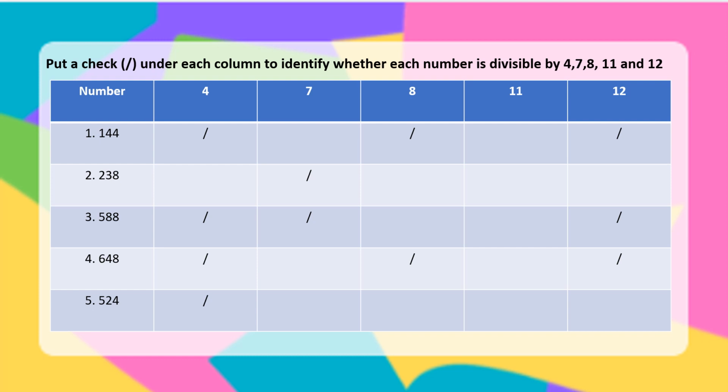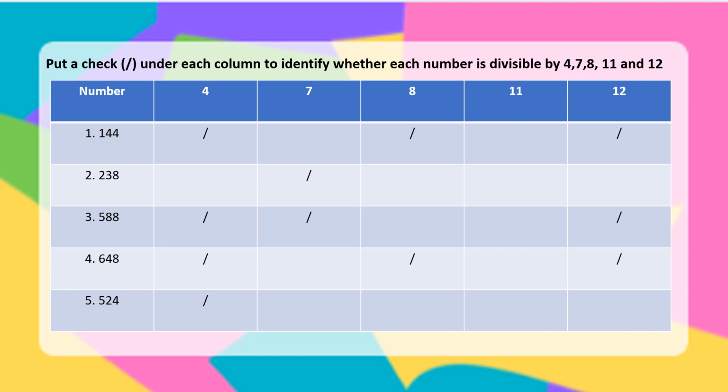How about by 11? By adding the odds and the evens place and then subtract. Okay? If the result is 0 or a multiple of 11, it means it is divisible by 11. Let's try. So 5 plus 4 is 9. 9 minus 2 is 7. Can we divide 7 by 11? No. So it is not divisible by 11.